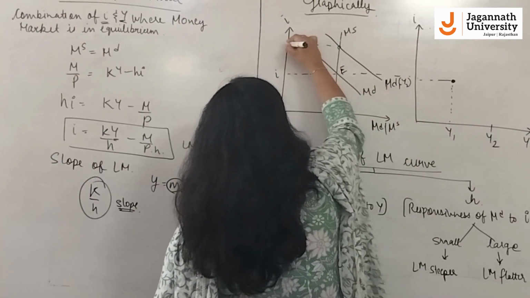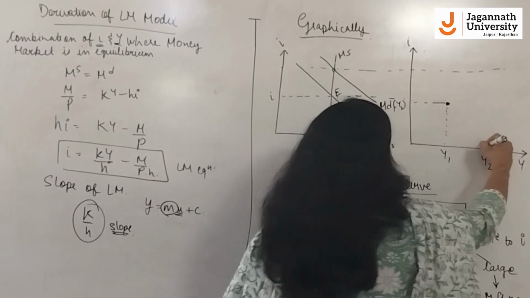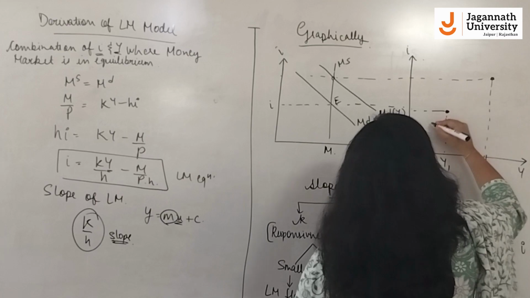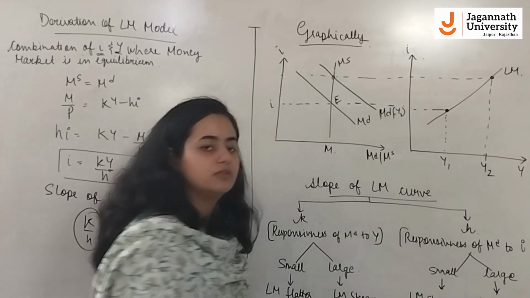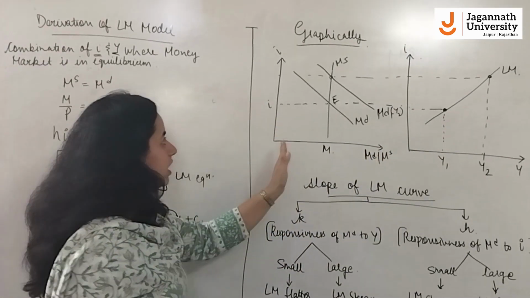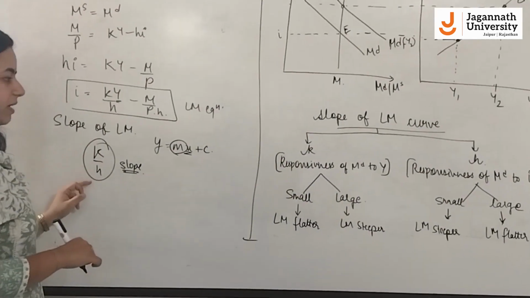Here what you see, the interest rate has risen. Let's see this interest rate with this increased income. What we get is this point. If I join these two points, I get my LM curve. So this is my LM curve. I have graphically also derived it. And the slope of the LM curve is K by H.